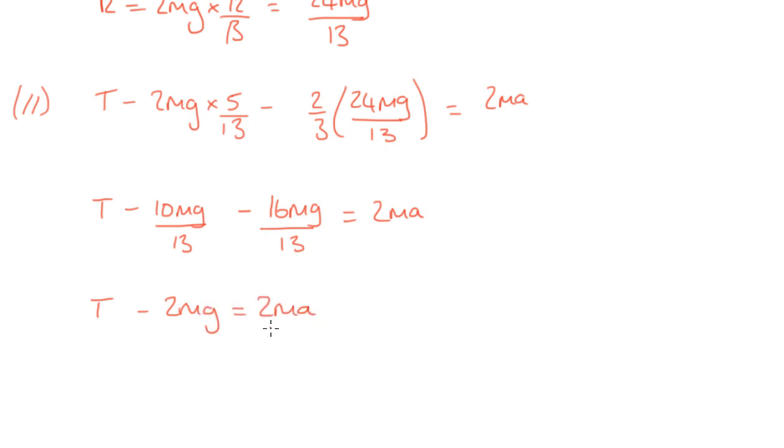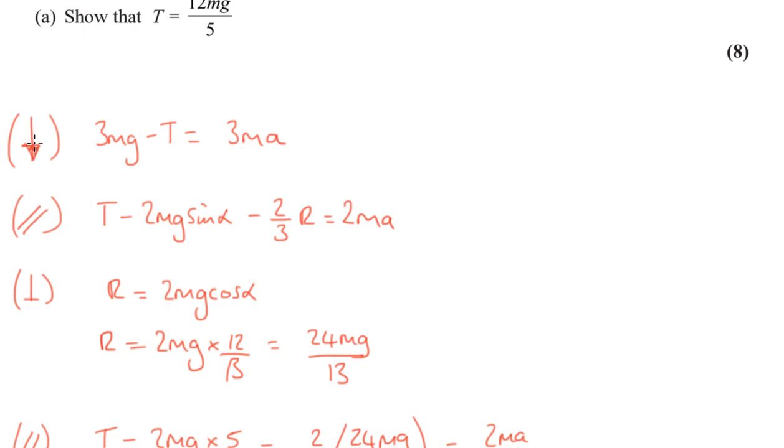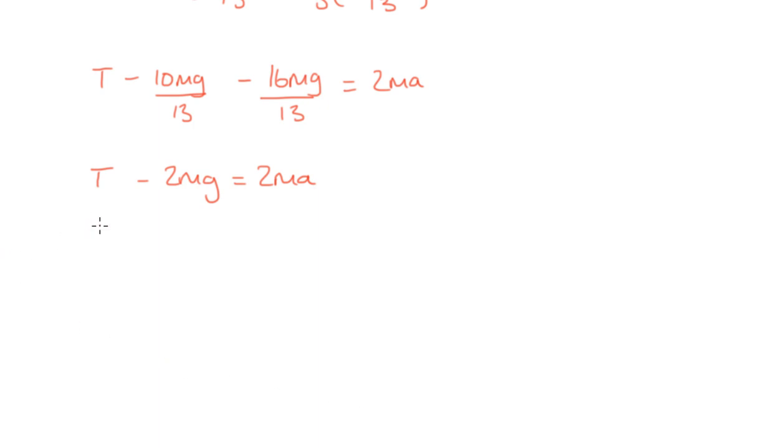And things are suddenly looking much better. We can now look back at the initial vertical movement and say that, if I just bring that in, 3mg minus T equals 3ma. And we've now got a pair of simultaneous equations.